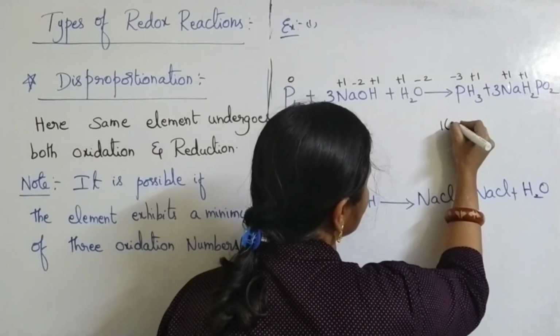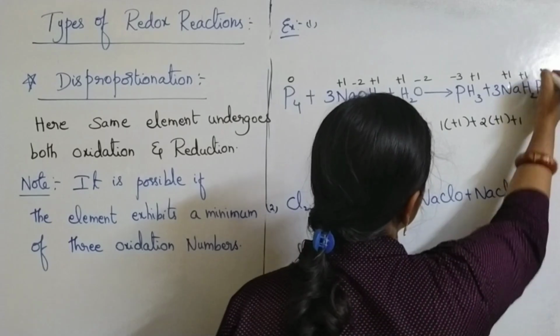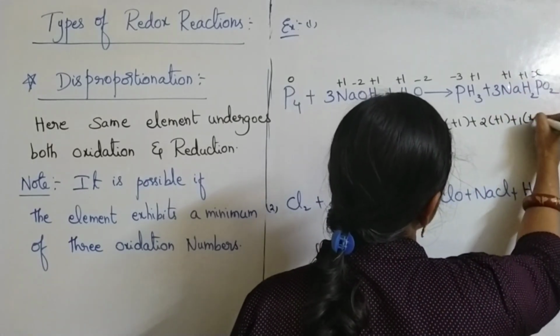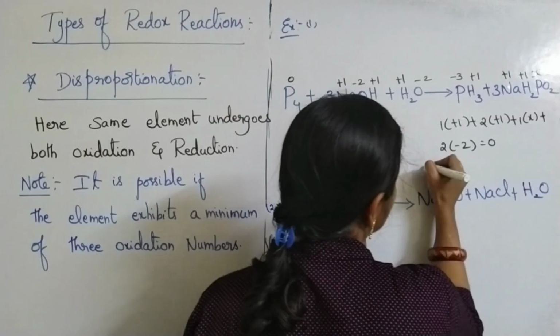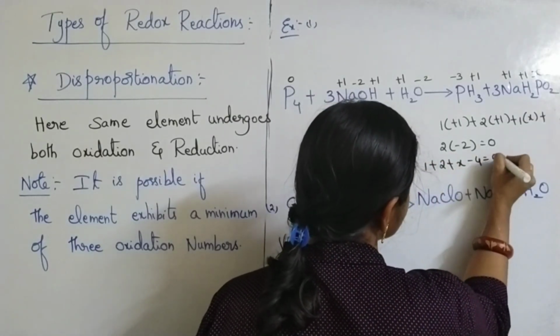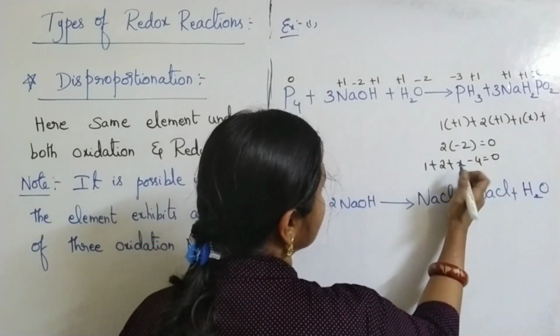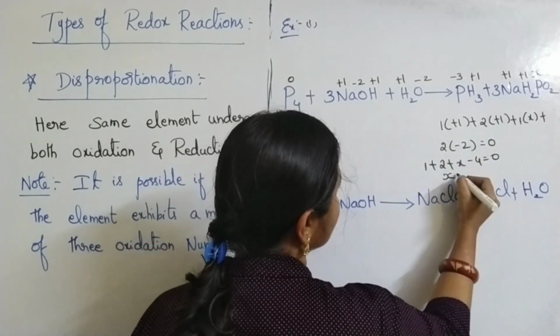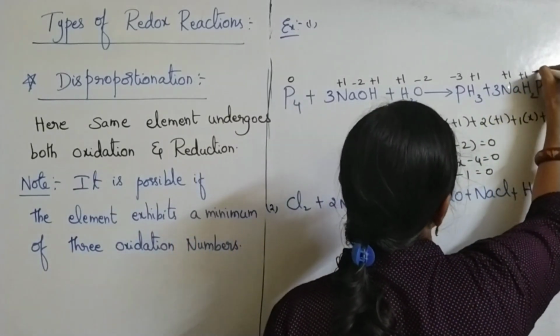1 into +1 plus 2 into +1 plus 1 into x plus 2 into -2 is equal to 0. That is 1 plus 2 plus x minus 4 is equal to 0. 1 plus 2 is 3, 3 minus 4 is -1. So the phosphorus oxidation state is +1 here.